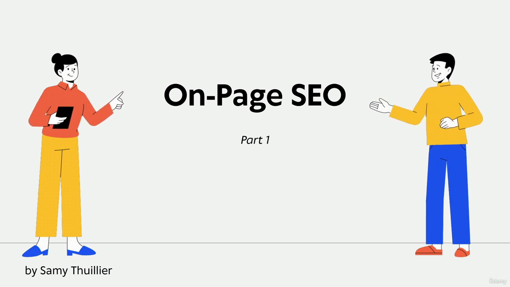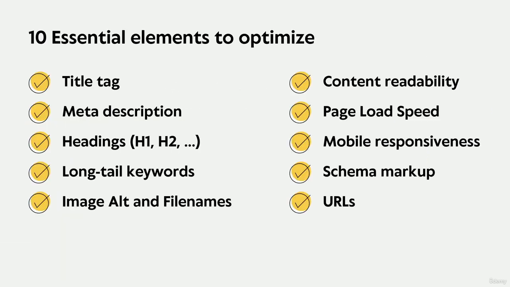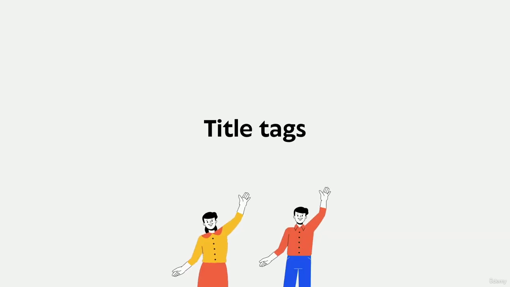Let's start optimizing. In this video, we are going to optimize 10 essential elements that you can find on a page. Here is a full list. As you can see, we have every single element. And if you think it's not advanced enough, don't worry. We'll have more in the second part. Let's start with optimizing title tags.